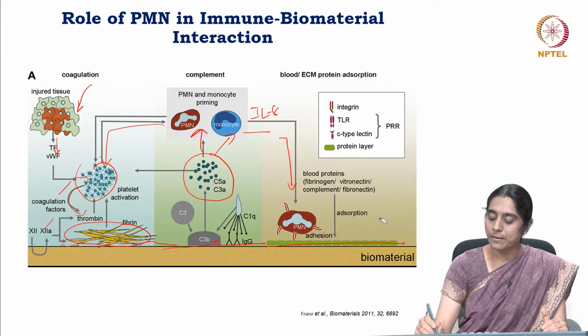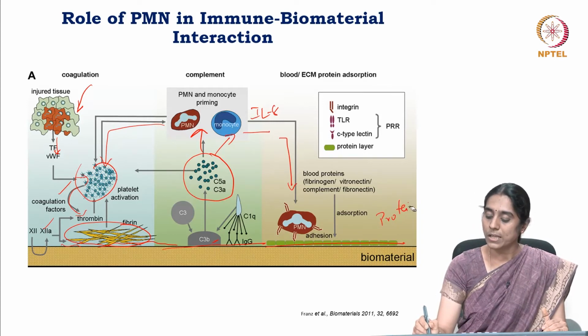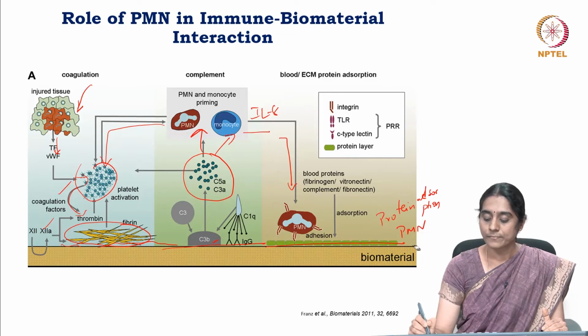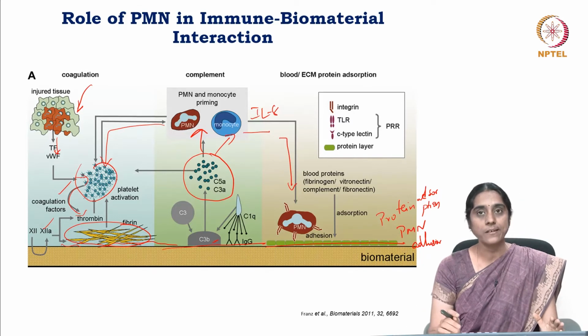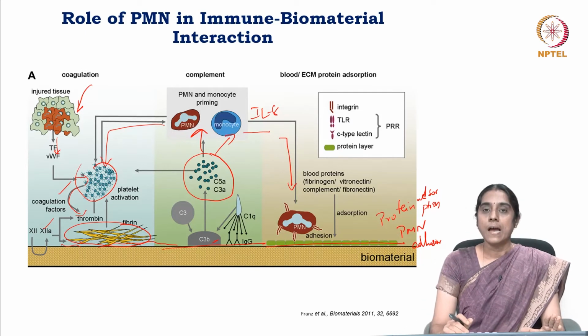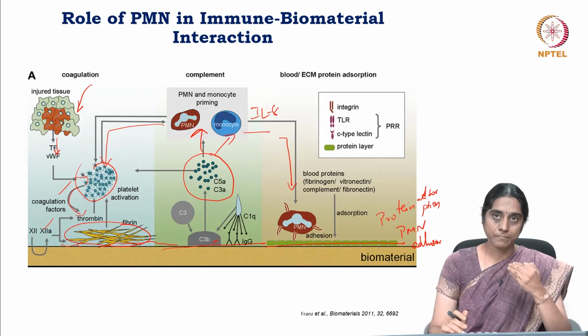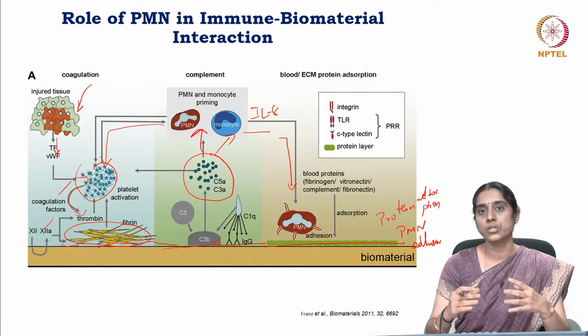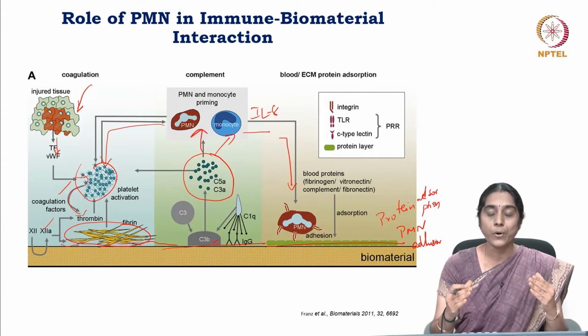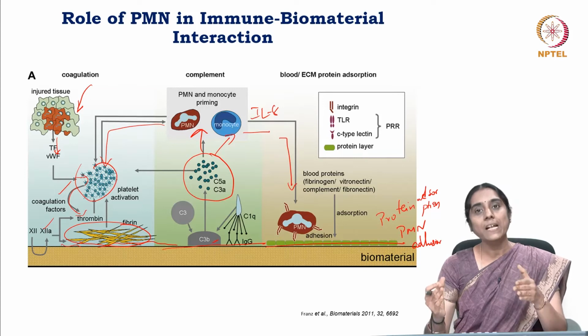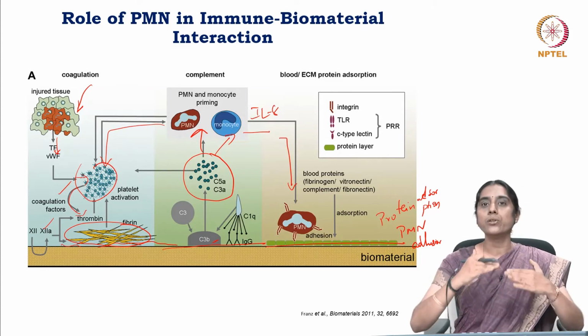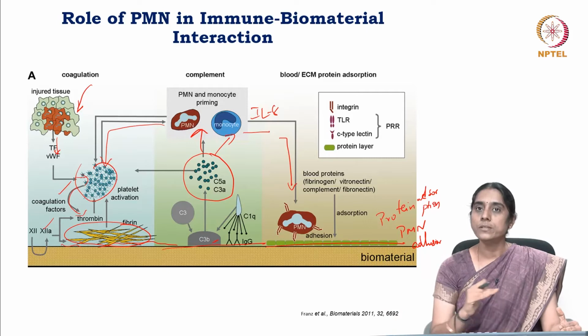So, the first step is protein adsorption, we saw, right, in the previous slide, along with PMN addition. What I mean to say in this slide is that PMN is the first cell to come when a biomaterial is placed. The neutrophils are the ones which immediately recognize that it is a foreign material, and they play a role in the adsorption of proteins on the biomaterial.